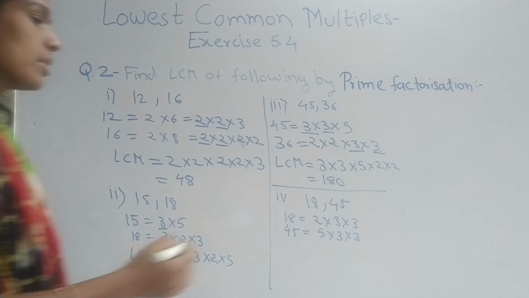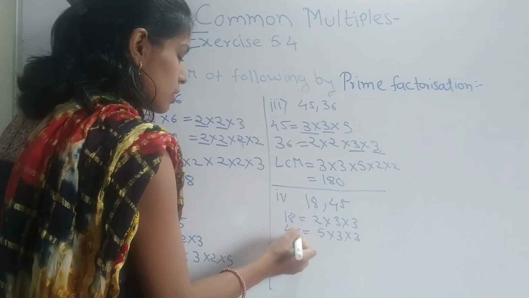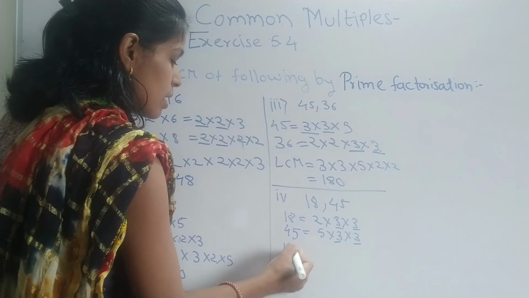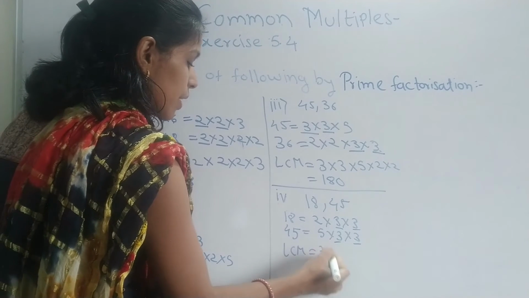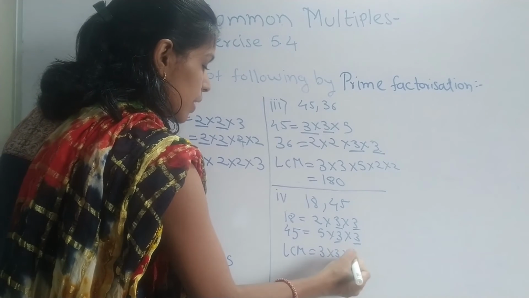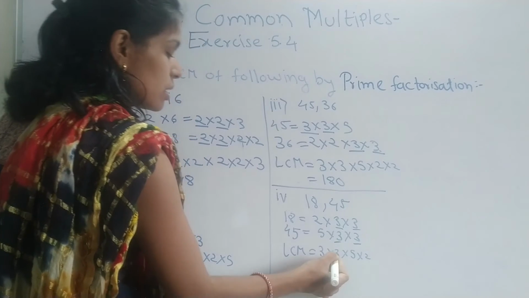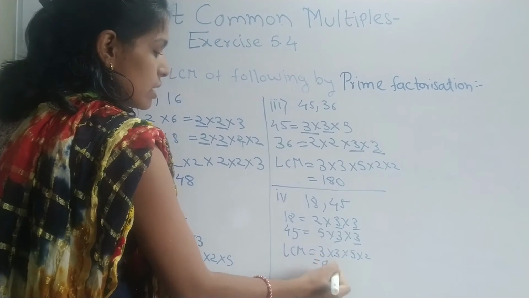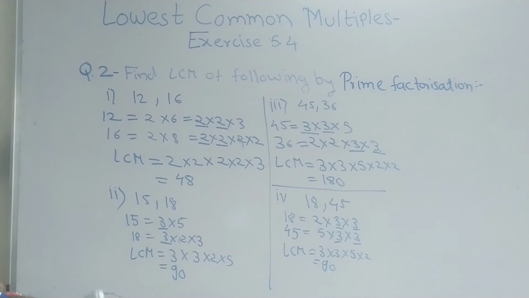So what are the common factors? This 3 is common, this 3 is common, and then 5 and 2. So LCM is equal to, firstly common factors and then uncommon factors. That is equal to 3 3s are 9, 9 5s are 45, 45 2s are 90. Their LCM is 90, of 18 and 45. Got it? Hope you understood the method of prime factorization very well.